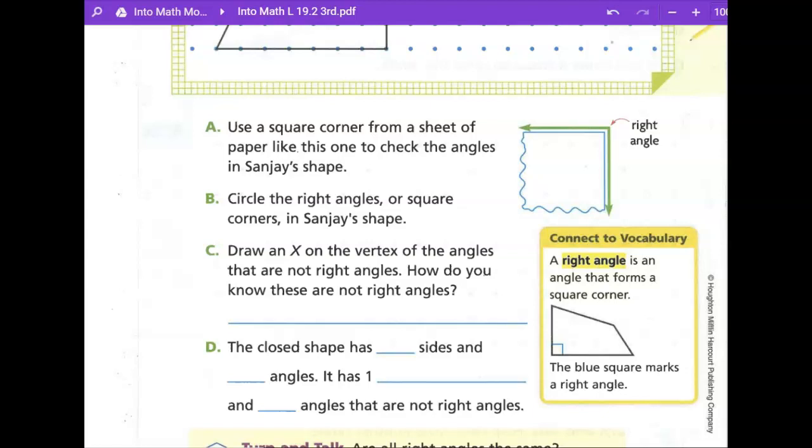I gave everybody a piece of cardstock that has a right angle marked, okay? And I should have marked it differently now that I see that. Okay, so you're going to be able to hold that in your hand. In the yellow box, it says a right angle is an angle that forms a square corner. The blue square marks a right angle, so we should have drawn a square on that. Take your pencil and make it look like this one.